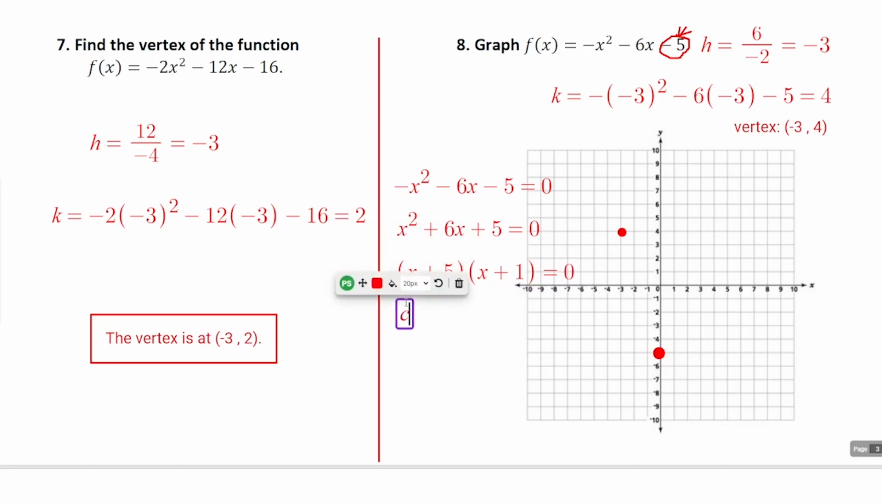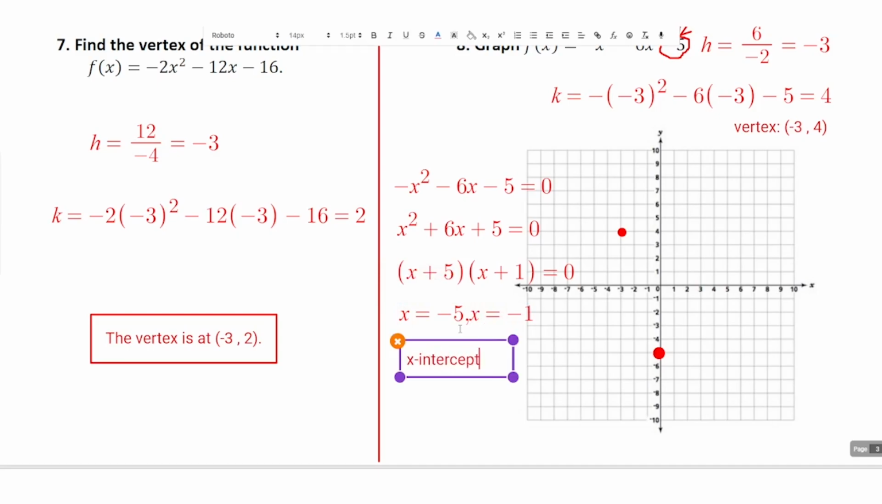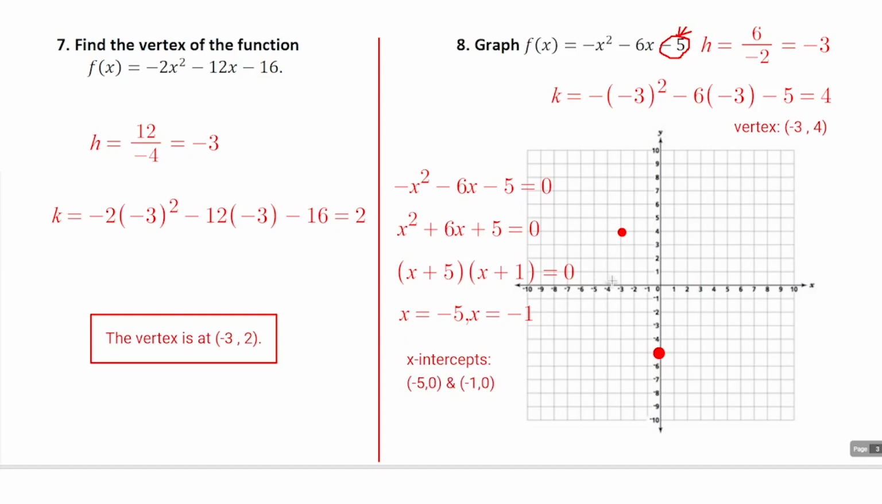Okay, so I get x equals negative 5 and x equals negative 1. And so my x-intercepts are going to be at negative 5 comma 0 and negative 1 comma 0. And I will plot those here and here. All right, there we go.